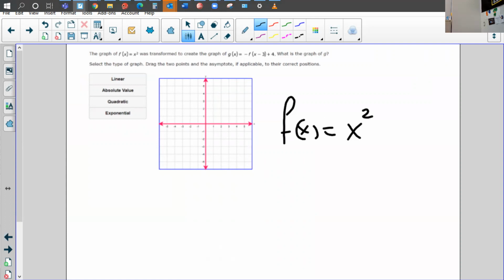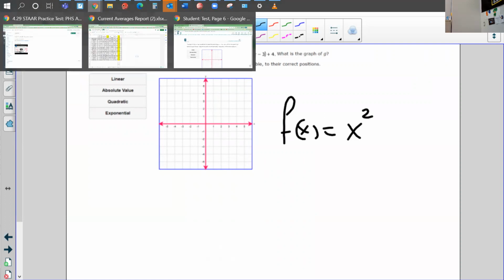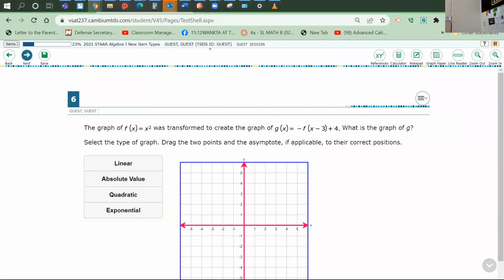So let's go back and look at this now. We know it's going to be quadratic. This is a transformation because it says it was transformed to create a new graph, g of x. And the transformation here is minus f of x minus 3. That looks kind of confusing, right? Well, just take it step by step. You know it was transformed, and the minus sign tells you the graph got flipped. So let's flip the graph.